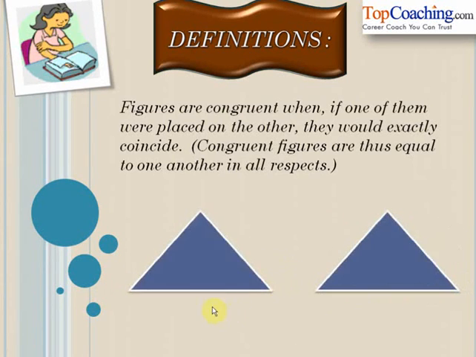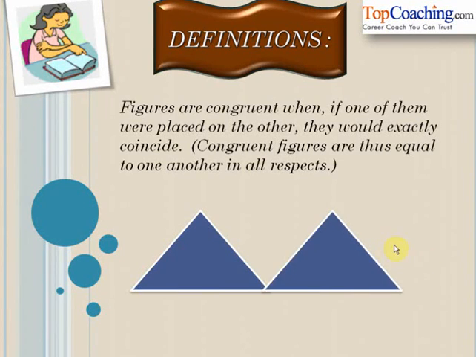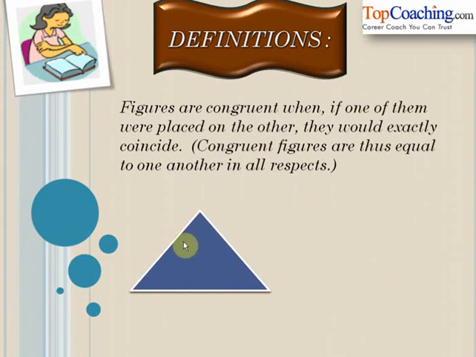Let's take one more example. These are the 2 triangles. Now if we could exactly fit this triangle over this triangle, then these 2 triangles are congruent to each other. Here we see that these 2 triangles are exactly identical to each other. They have equal sides and they have equal angles. So these 2 triangles are congruent to each other because they exactly coincide with one another.